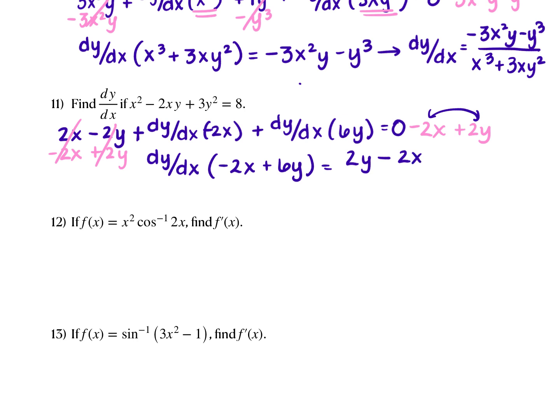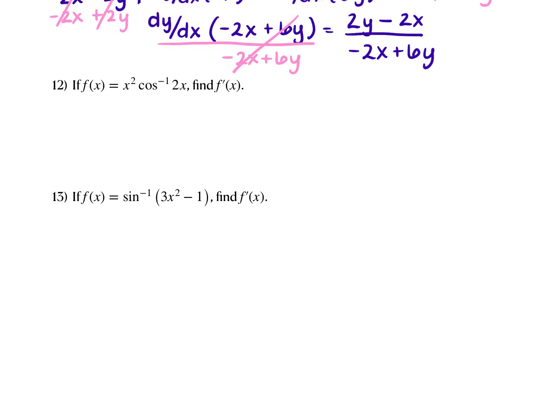And then last thing, of course, would be just to divide by that negative 2x plus 6y. Which gets rid of it over here. And that means over here, my derivative will just have a negative 2x plus 6y on the bottom.